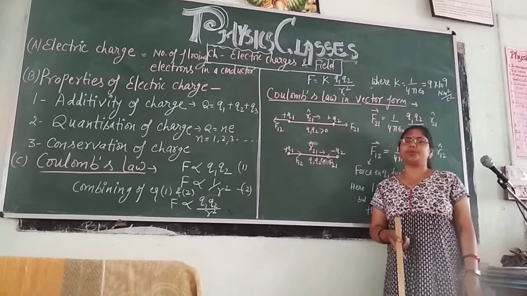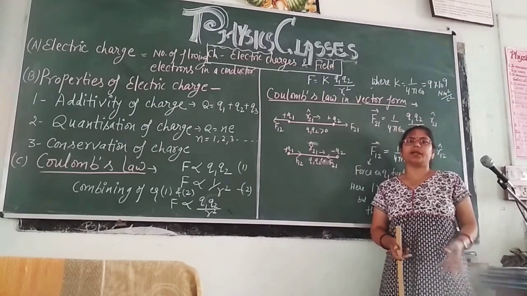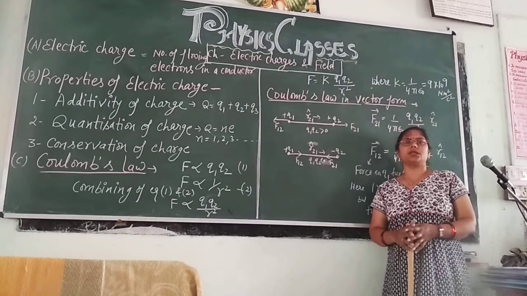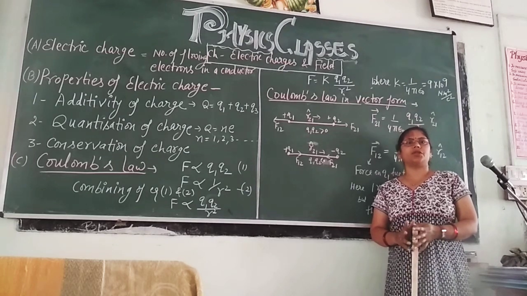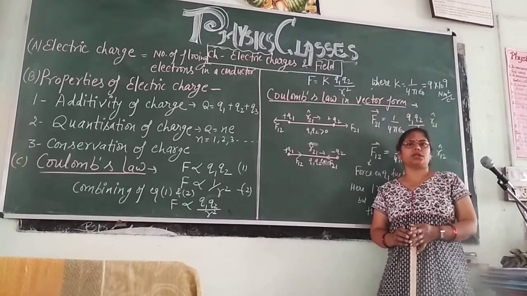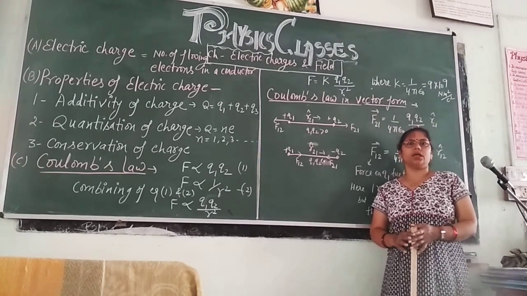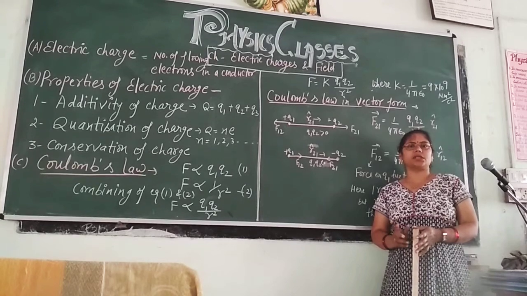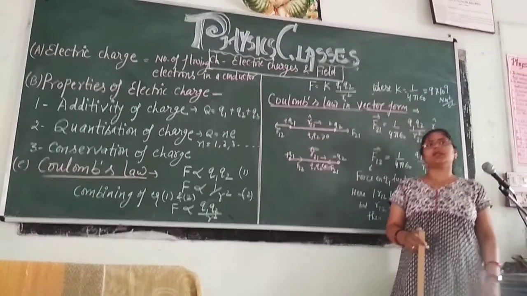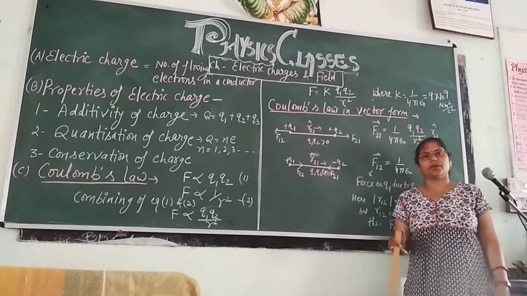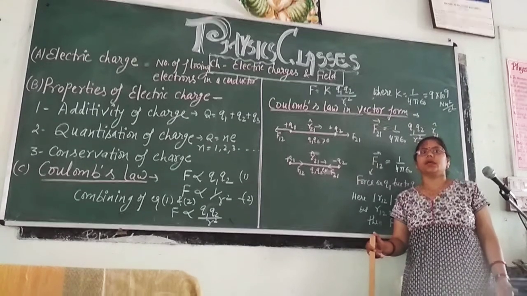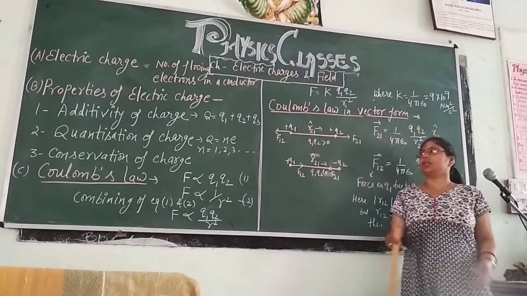Charges are of two types: positive charges and negative charges. Same charges or like charges repel each other, which means positive charges or negative charges repel each other. The force between them is repulsive. But if one charge is positive and the other charge is negative, then the nature of the force is attractive. They attract each other.